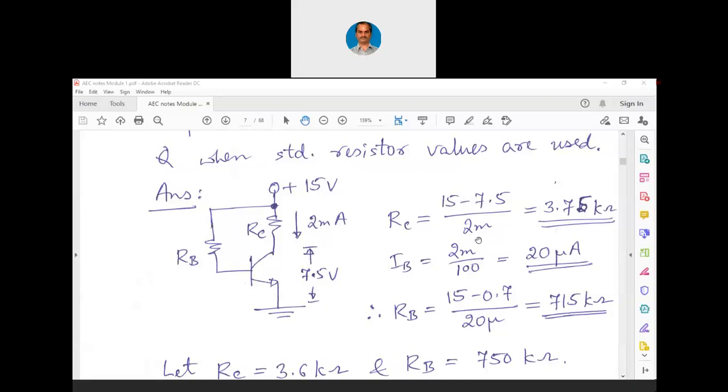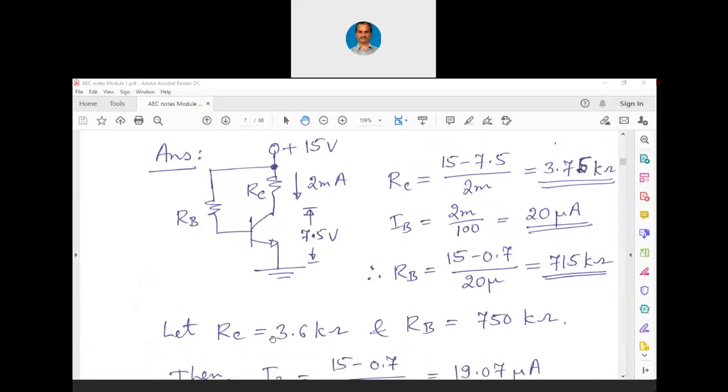So RC is 15 minus 7.5 divided by 2 milli, 3.75 kilo ohms. IB is 2 milli by 100, 20 microampere. RB is 15 minus 0.7 divided by 20 microampere, which is 715 kilo ohms. The nearest standard values for the resistors are 3.6 kilo ohms for RC and 750 kilo ohms for RB.